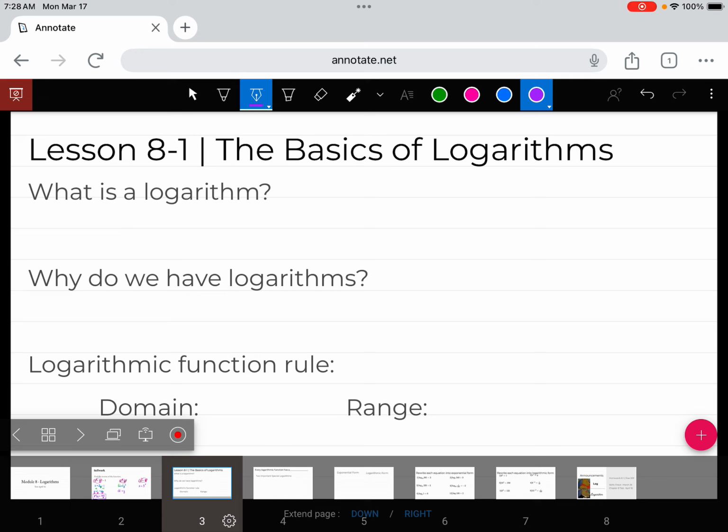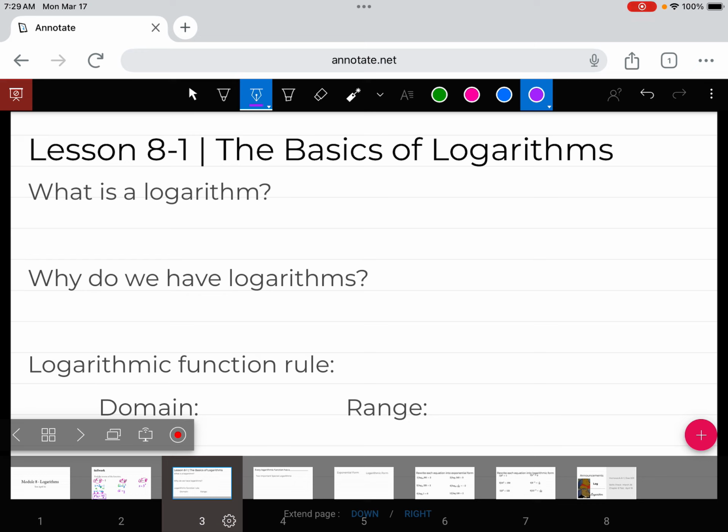Yes, sir. I'll post my digital copy just like normal. But that way it's honestly going to be easier because you'll have the problems available to you right there.